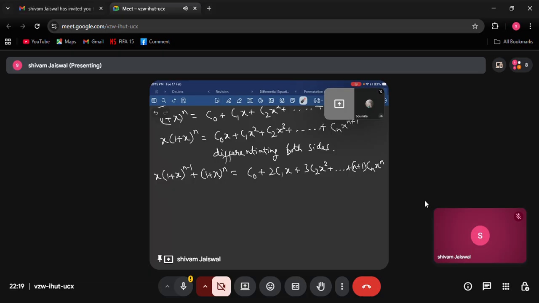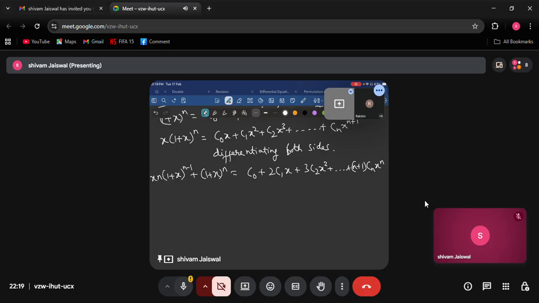Sir, x equal to 1, I think. Right, Raktim. We have to put x equal to 1. Sir, I was telling that there should be an n, that x into n into (1 plus x) to the power n minus 1. I have written it. Oh, acha, you are correct. So over here, we need to substitute x equal to 1.